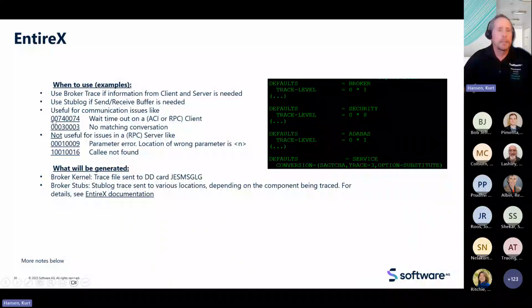We give you a few hints. Some classics that come in are the 7474, so waiting on a timeout is great for doing some tracing. We'll figure that out, and when it's useful and when it's not useful. It will write to a DD card, so depending on where that's being pointed to is where you're going to find the information.